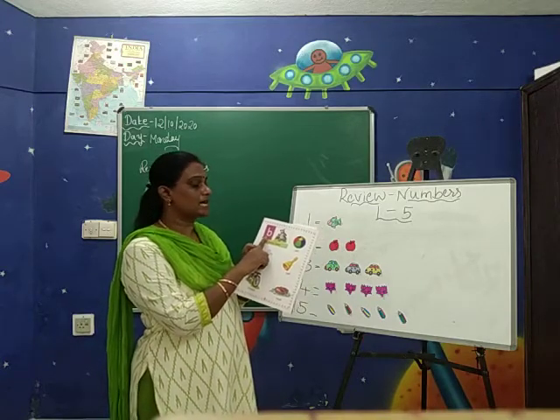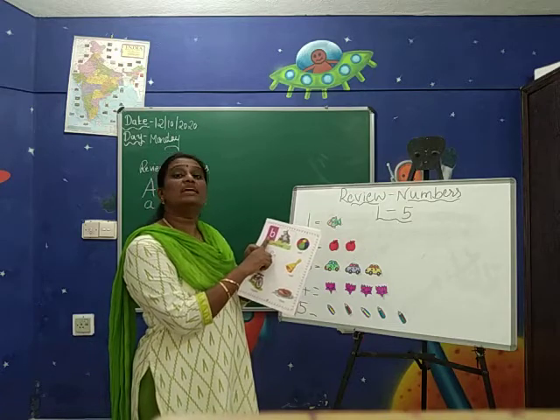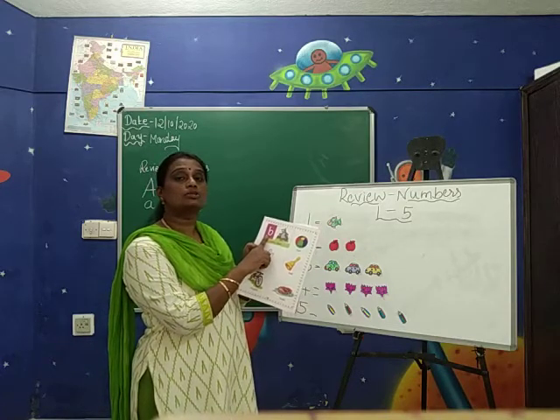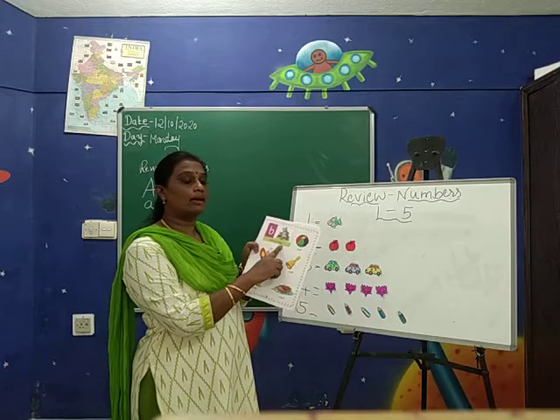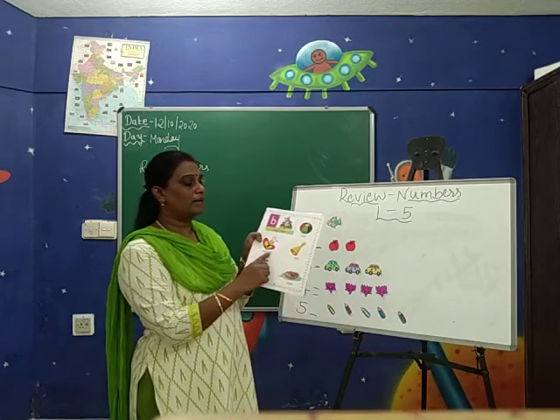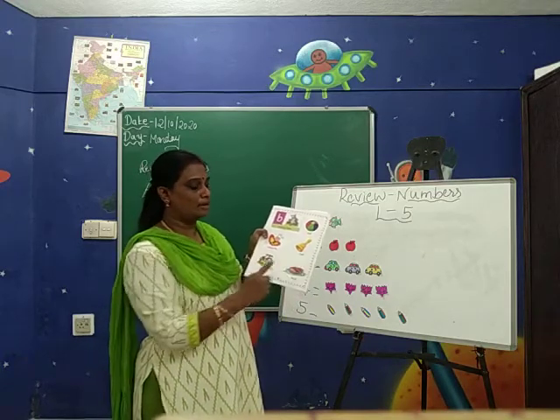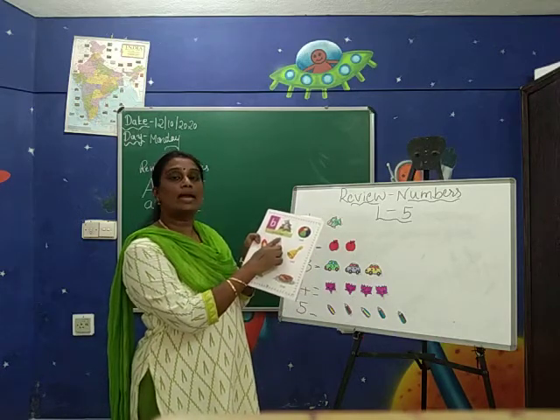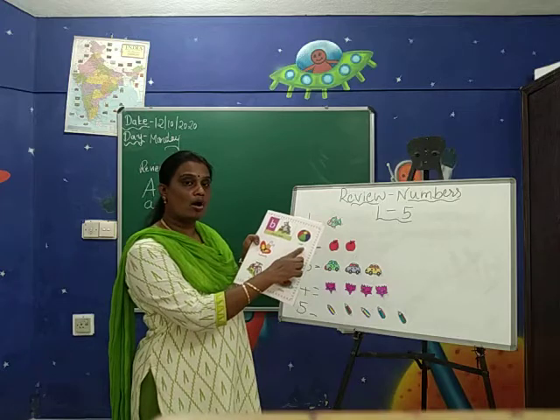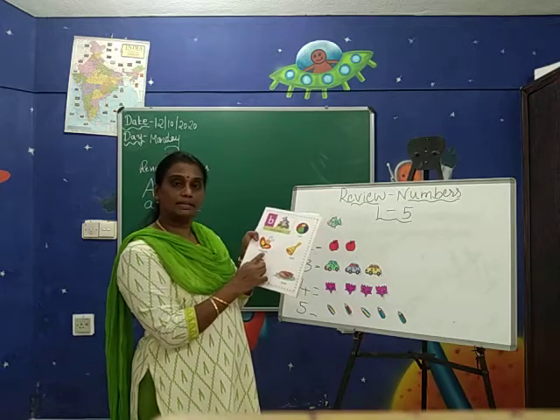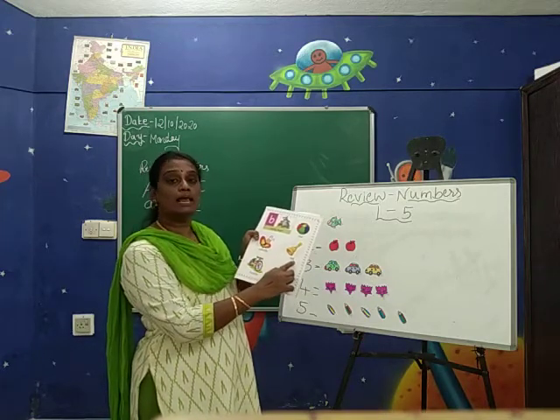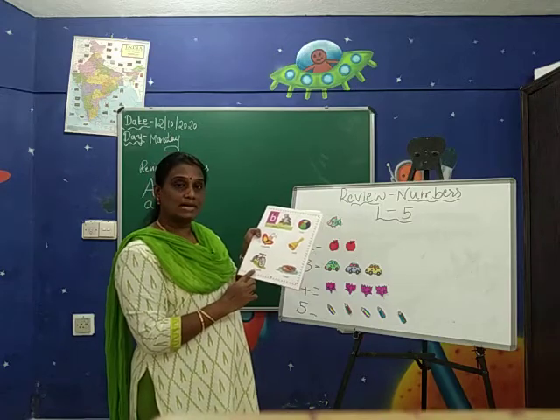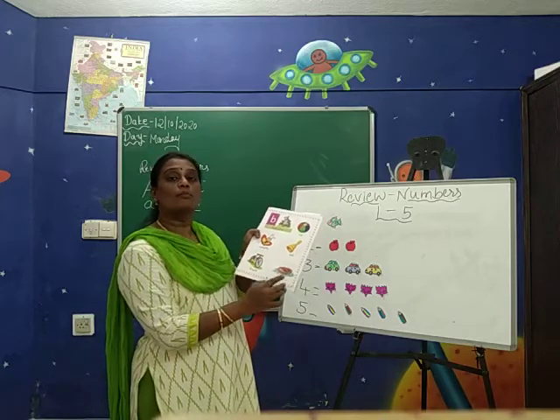B letter. Yes, this is the small letter B. B sounds ba. Ba bear. Ba ball. Ba butterfly. Ba bell. Ba bicycle. Ba boat. B for bear, B for ball, B for butterfly, B for bell, B for bicycle, B for board.